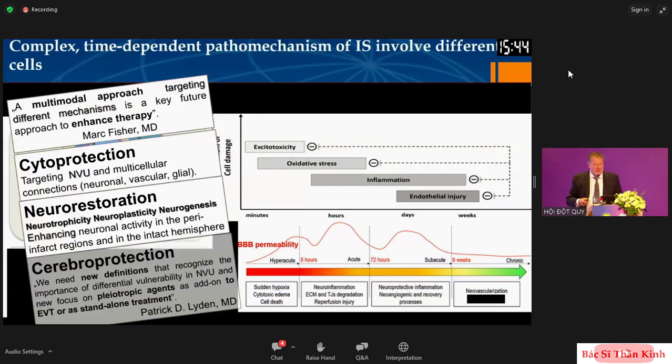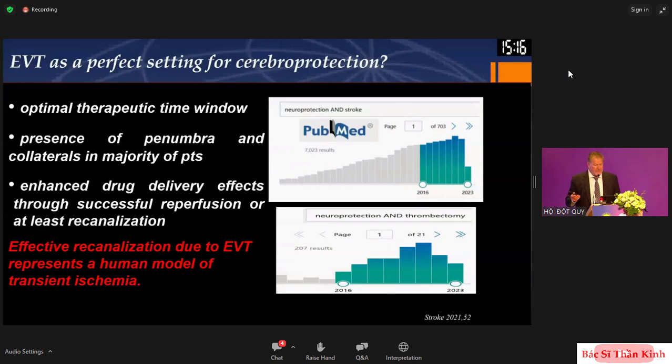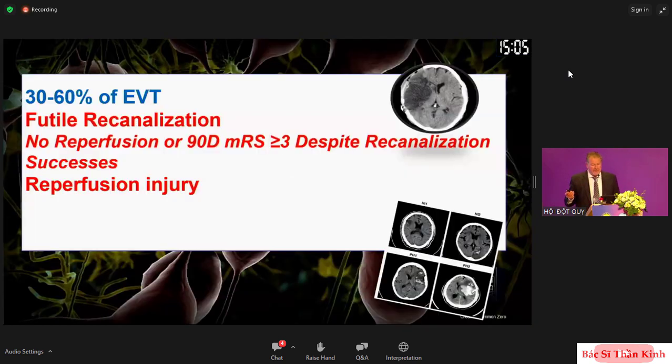And these are just a few statements from Mark Fisher and the STAIR group that came to basically saying that we need to not just cytoprotection, we need neurorestoration, we need to protect neurovascular unit, we need to protect cerebrum as a whole, providing essentially combination therapies that will work acutely as well as facilitate repair and neuroregeneration days and weeks after stroke. And particularly, there is a need to further improve outcomes after intravenous TPA as well as mechanical thrombectomy.